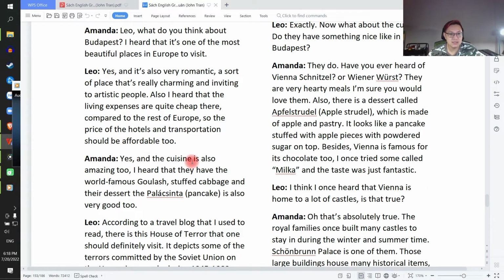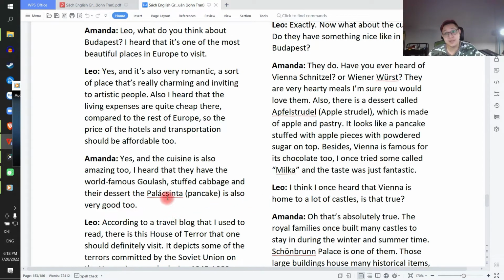Yes, and the cuisine is also amazing too. I heard that they have the world famous goulash, stuffed cabbage, and their dessert, the palacsinta, or pancake, is also very good too.